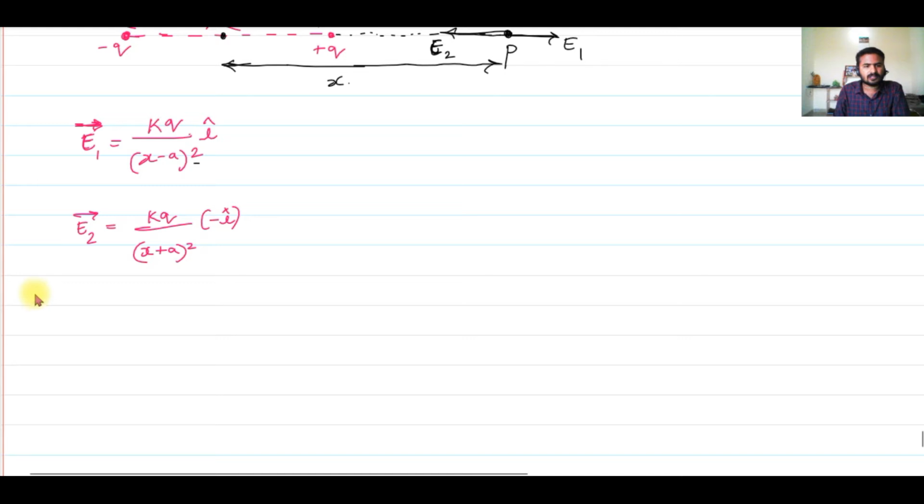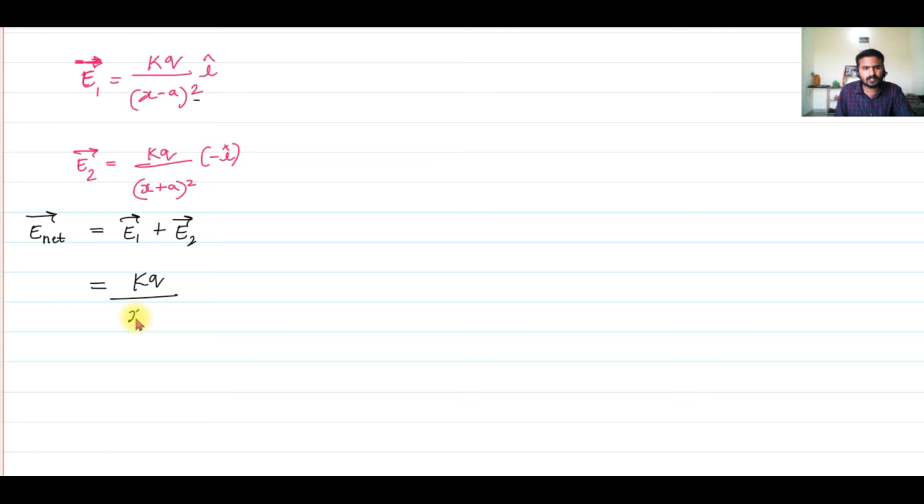Now therefore the resultant electrical field, I'm going to write here E net. The resultant electrical field is going to be E1 vector plus E2 vector. I'm adding it in vector form. I'm not directly adding the magnitude. Look at this. I'm writing it as E1 vector plus E2 vector. KQ divided by x minus a the whole square i cap. And now here E2 I have KQ divided by x plus a the whole square minus i cap, right? So directly I can write it as minus KQ divided by x plus a the whole square i cap.